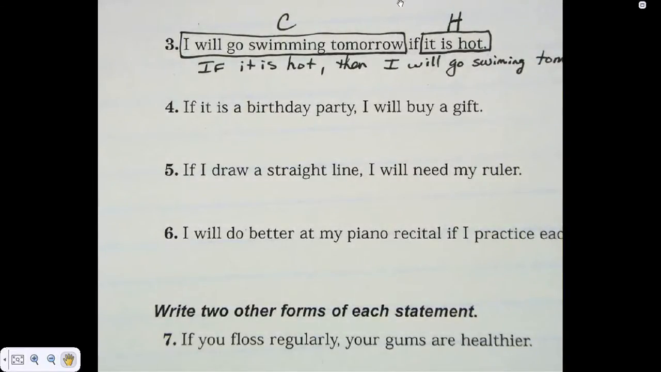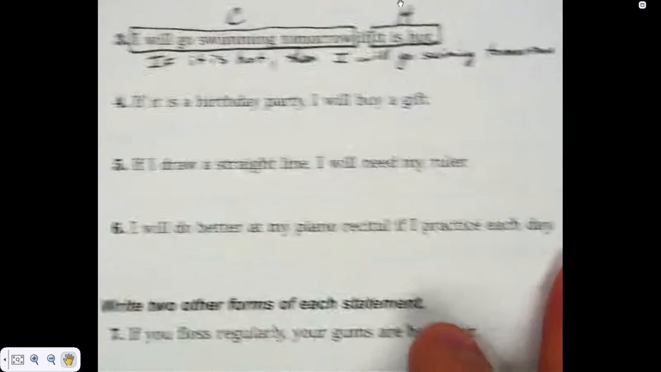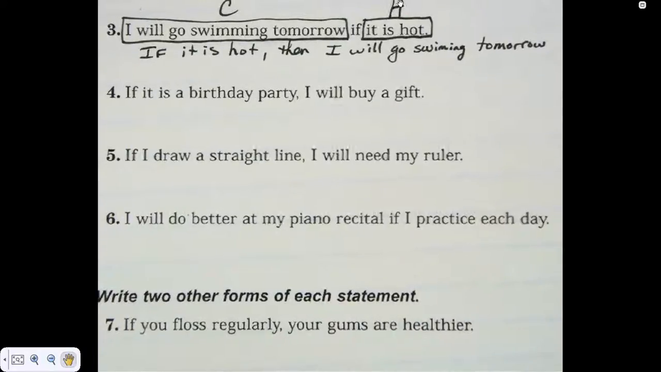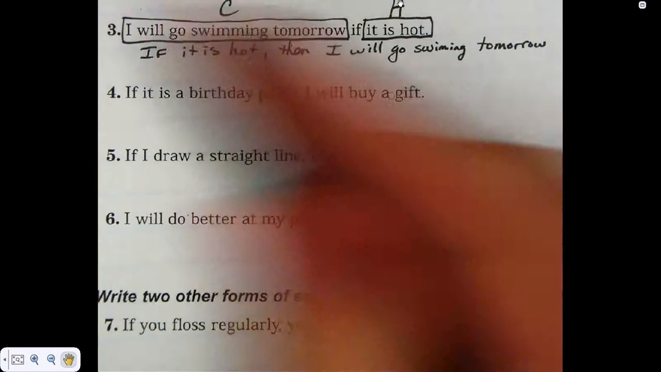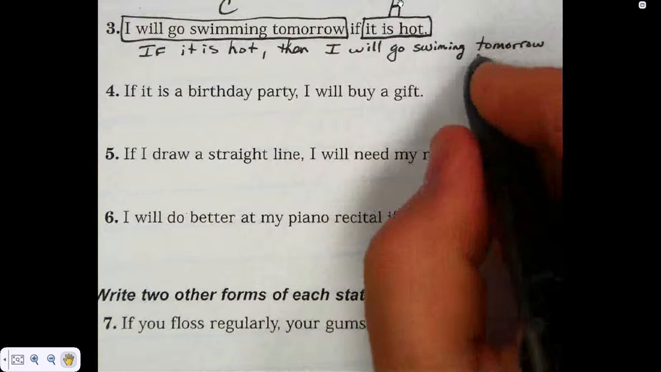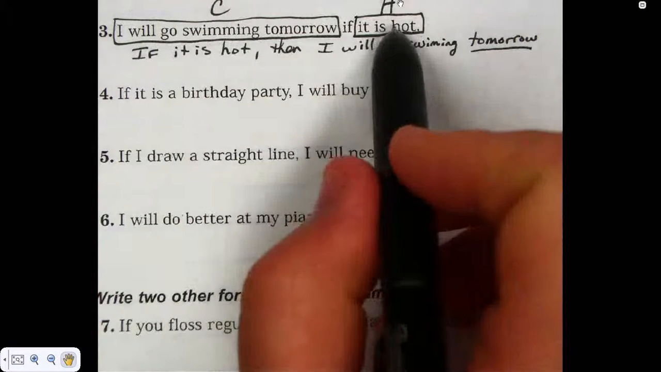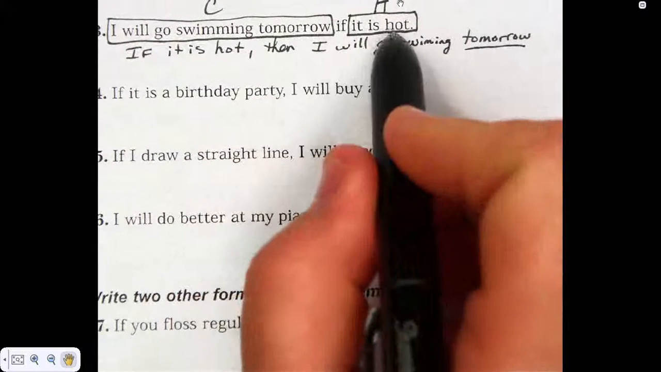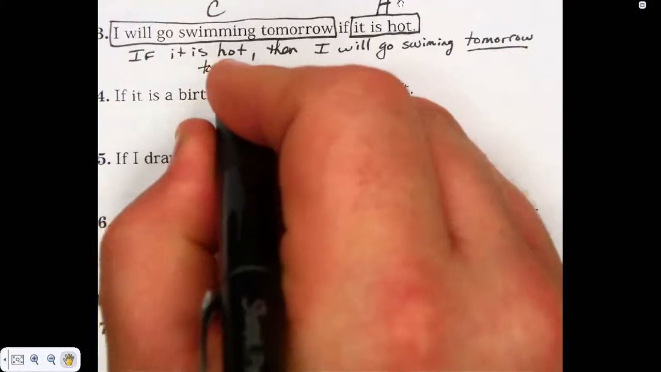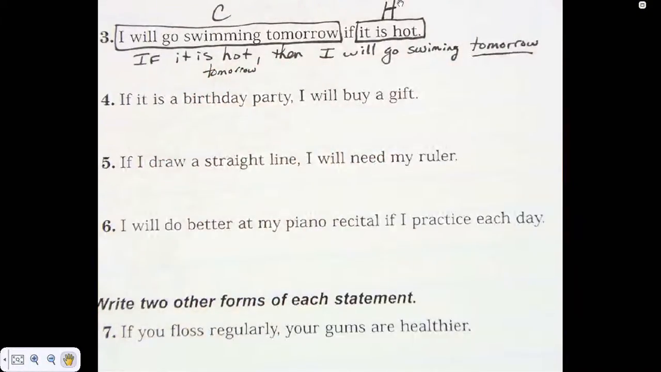Can anybody see a way I could probably do a little better? Can anybody see anything in that statement that might be a little wrong? Honestly, look at that. The conclusion deals with what day? Tomorrow. Does the hypothesis deal with really a day? No. But when you read it the other way, you're kind of assuming that he's talking about it being hot tomorrow. So what we should probably say is, if it is hot tomorrow, then I will go swimming tomorrow.